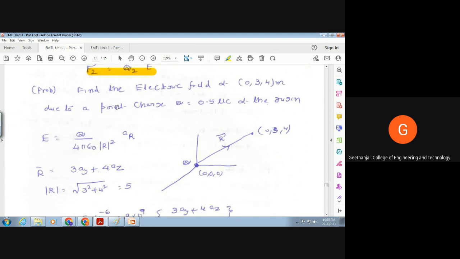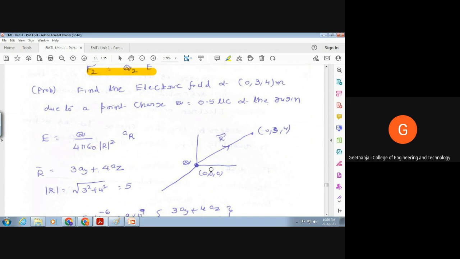For example, determine the electric field intensity at (0, 3, 4) due to a point charge of 0.5 microcoulombs placed at the origin. So at the origin, there is a charge of Q coulombs, and at point P (0, 3, 4), what is the electric field intensity? What is the expression for the electric field intensity? Q by 4 pi epsilon naught R square AR. What is R? The distance from the point charge to point P, where we are defining the electric field intensity.